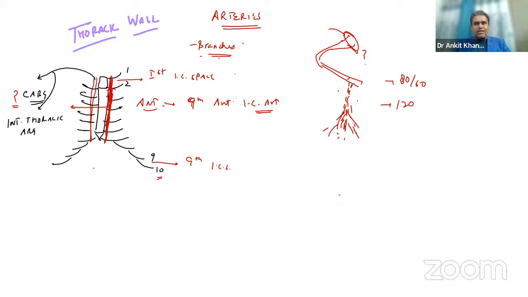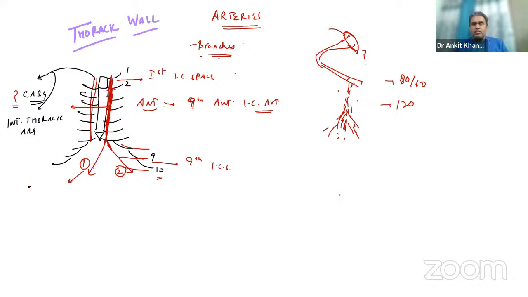So all these 9 spaces' arteries are basically branches of the internal thoracic. The upper 9 spaces are coming from the internal thoracic. But if you look at the lower part of the sternum, here the internal thoracic divides into 2 branches, this is 1, this is 2. The lower 3 spaces' branches come from number 2, but it is again a branch of the internal thoracic only. So what are the names of these branches?